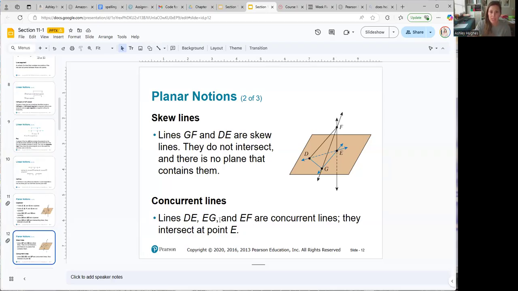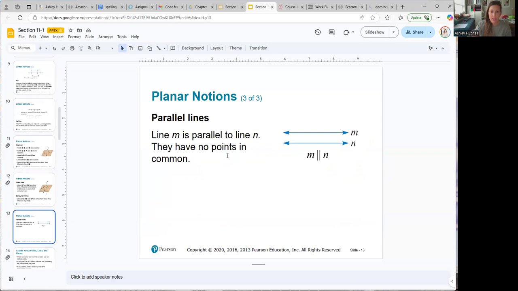Concurrent lines: lines DE, EG, and EF are concurrent lines. They intersect at point E. Now, parallel means never cross, like railroad tracks. This unit is a lot of memorizing definitions, okay? One way that I help remember parallel is that parallel has those 2 L's in it. So remember those 2 L's, they are parallel.